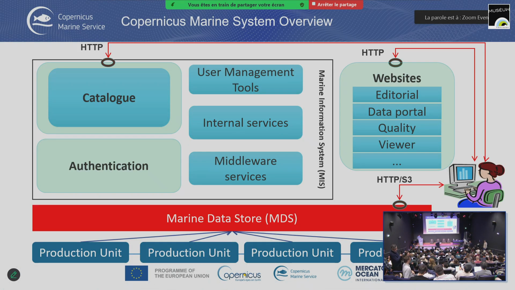Sorry producers, but this time you are the small boxes on the schema, but this is only for this time. So here is the emphasis on the Marine Information System, and in red the Marine Data Store. And we can also see all the websites. And users go to our Copernicus Marine Service either through the websites or the Marine Data Store directly.